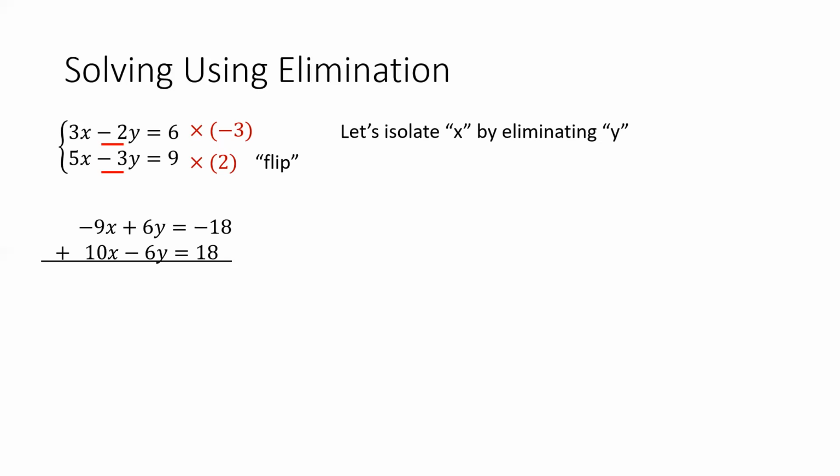If you used the wrong sign, when you add the equations, things aren't going to be eliminated. In this case, if we add our two equations, -9x plus 10x gets me a single x. My y's go away. My 18s go away. So I'm left with a single x on the left side, y's gone, and 0 on the right side.